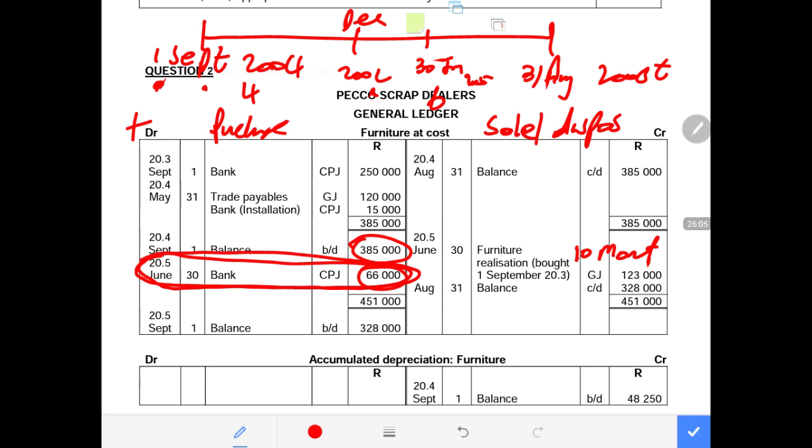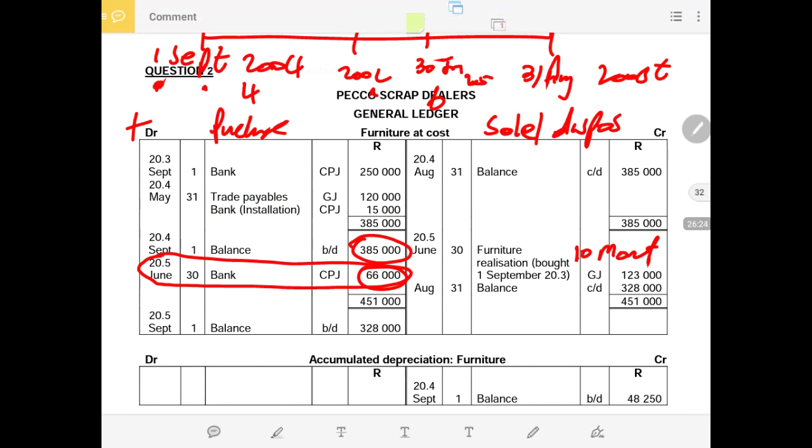In August 2005 this finisher was in the business, and we need to calculate depreciation for that. But for this one, we're calculating depreciation for 10 months, meaning for the month the asset was in the business up until the end of June 2005. I want to highlight that one. Sometimes students get easily dissuaded with these types of questions.